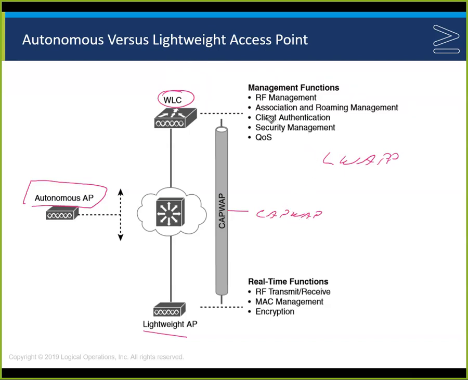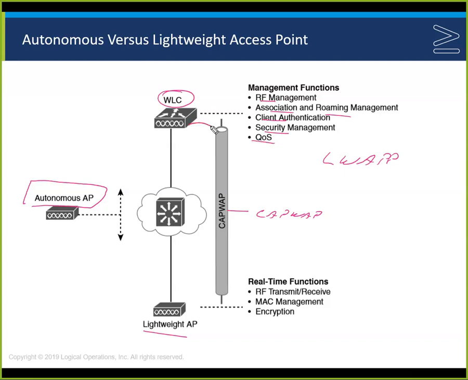Autonomous versus lightweight access point. The management functions, RF management, where we're going to set the power of the access points, where we're going to pick the channels, maybe the access points are actually going to automatically pick their own channels. Association and roaming management. We'll configure roaming. Client authentication. What kind of authentication are we going to use? WPA, WPA2. What's going to be the pre-shared key? What kind of security management? What kind of quality of service are we going to do?